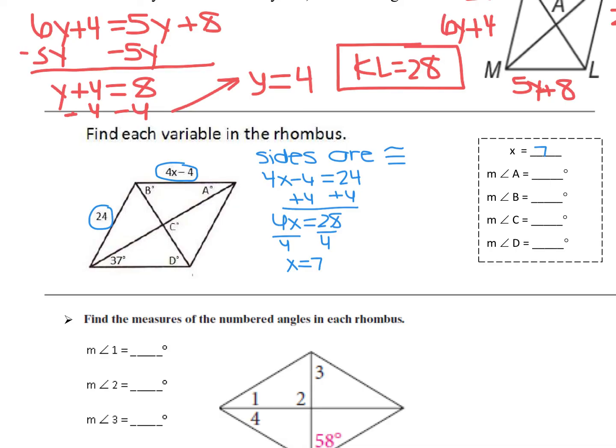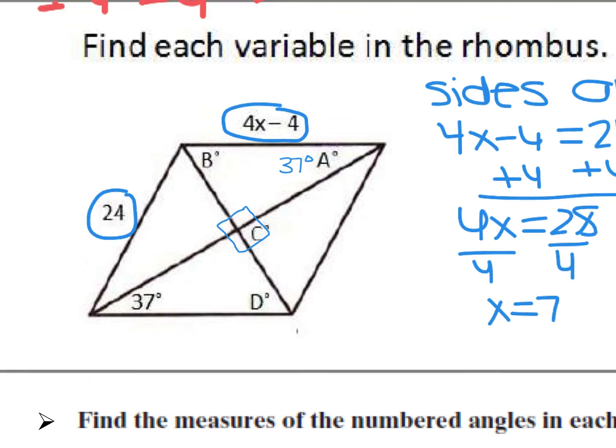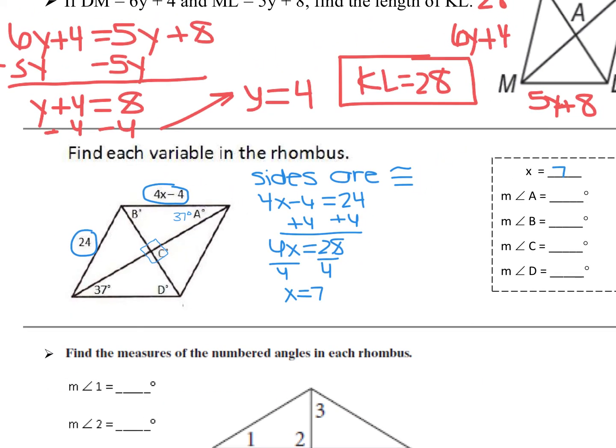Okay. Now, it also wants us to find the measure of each angle. So there's a couple things that we know here. Some of them are things we learned with the parallelogram, and some of them are specific for a rhombus. So I know measure A is going to be 37 because the 37 and the A are opposites. I also know that my diagonals, when they intersect, they're perpendicular, so all those angles in the middle are going to be 90 degrees. Okay, so that takes care of A and C.